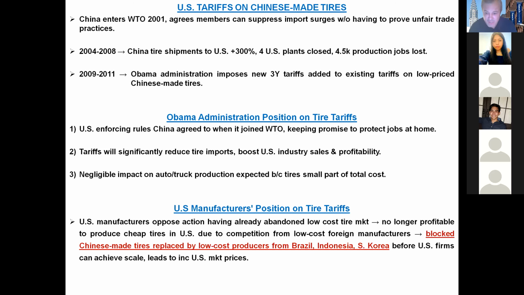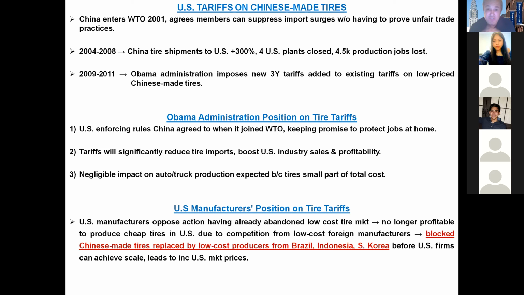From Brazil, Indonesia, South Korea, because before the tire tariffs were imposed, the U.S. manufacturers had long since abandoned the low-cost tire market to overseas markets. So if you box out China, there are other nations that are willing to step in.